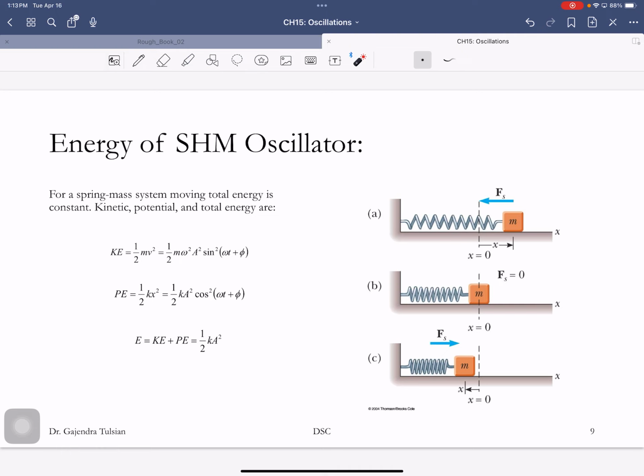When is that statement true? When there is no friction. Okay, so the sum of potential and kinetic energy is constant, and what is it equal to? That's the maximum potential energy when it's at the extreme point. Okay.